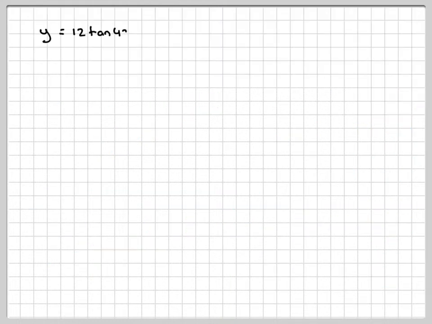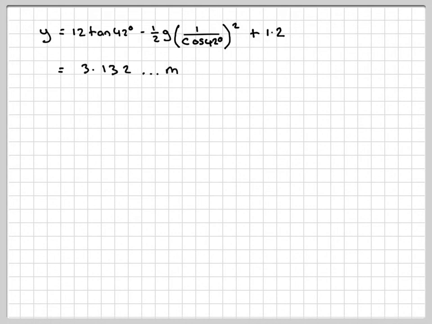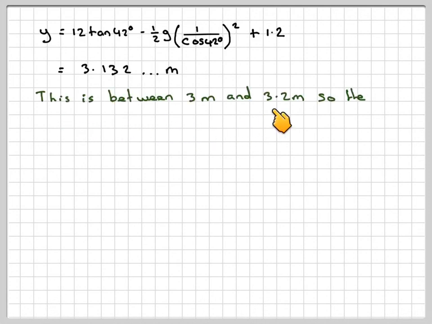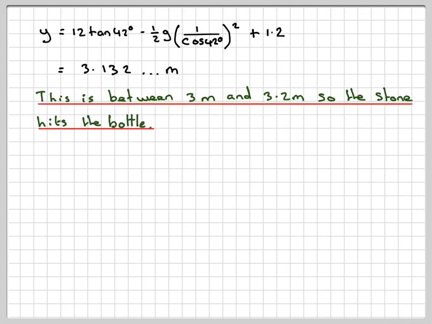Just writing that out again. So calculating that using a calculator, making sure my calculator is in degree mode, will give an answer of 3.132 metres. And then that's not the answer. We need to actually determine, give some sort of reason. So this is between 3 metres and 3.2 metres. As we originally stated, this had to be between these two values. So the ball, in this case, does hit the bottle.